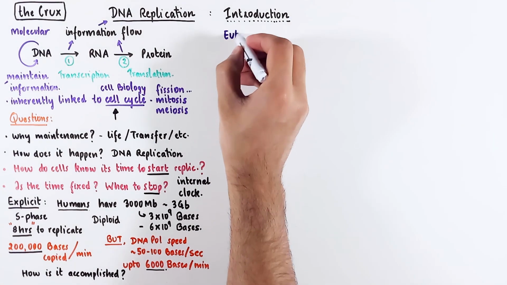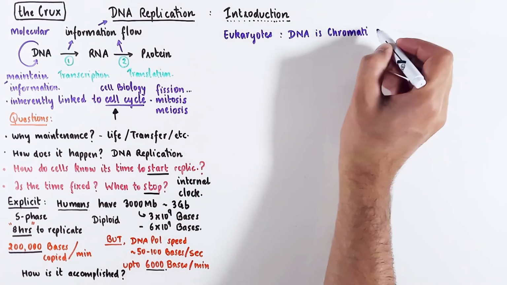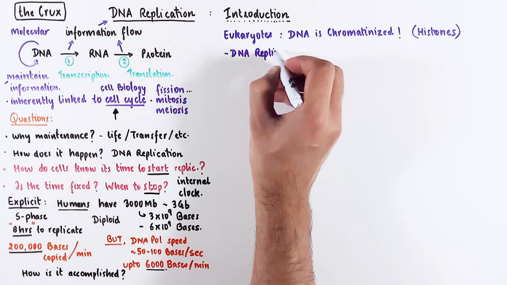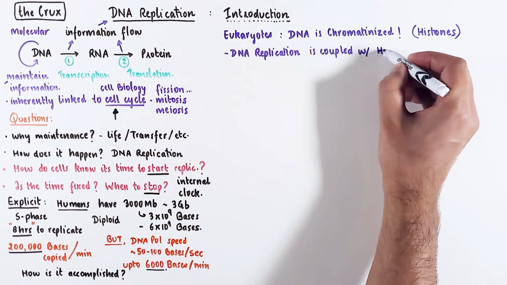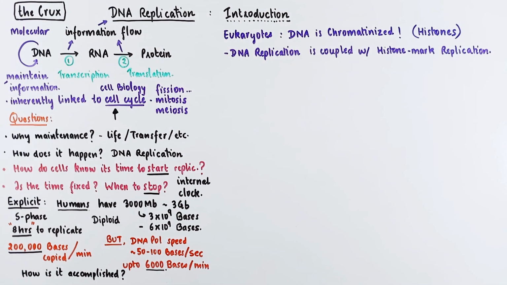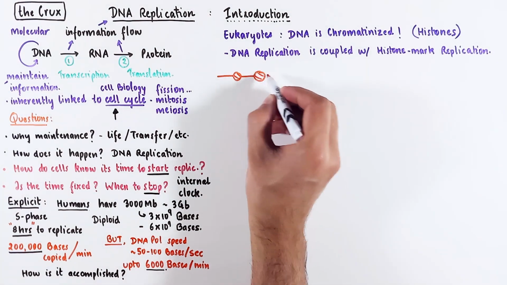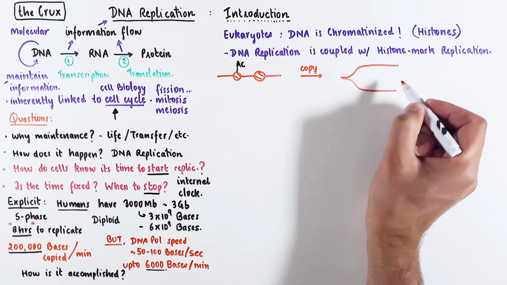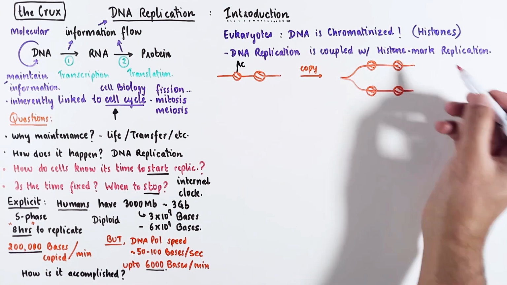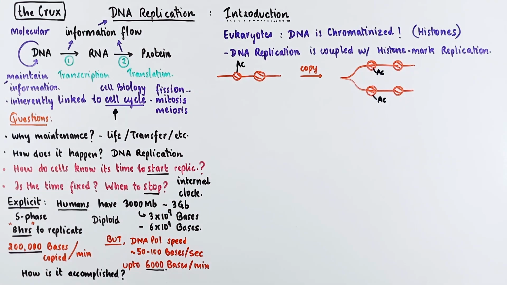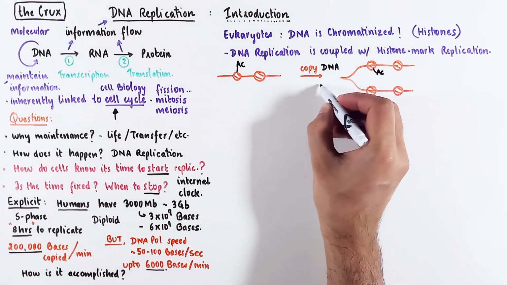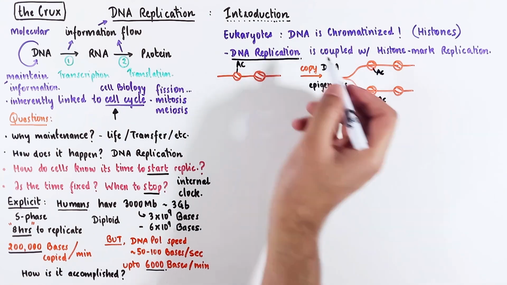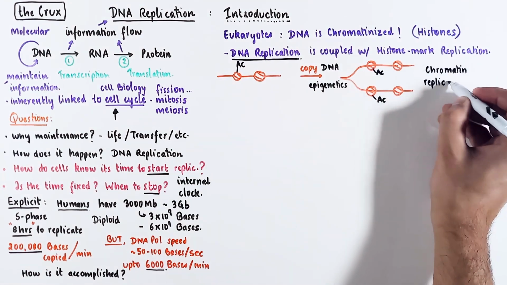The problem in humans, or eukaryotes in general, is also complicated by the fact that DNA is chromatinized. It is wrapped around histones. So DNA replication, as we will see later, is also coupled with histone mark replication. To quickly give you an idea, imagine that this piece of chromatin has a specific acetylation mark at a very defined location. So when it is copied, the histones are redistributed into the daughter DNA. And then you also need to reinstall the acetylation at the histone at the same spot as it was in the parent. So you're not just copying DNA, you're also copying its epigenetic profile. In this sense, you can think of DNA replication as chromatin replication.